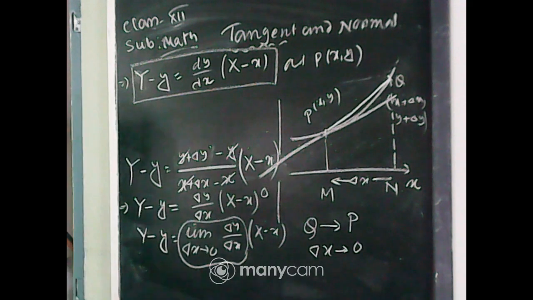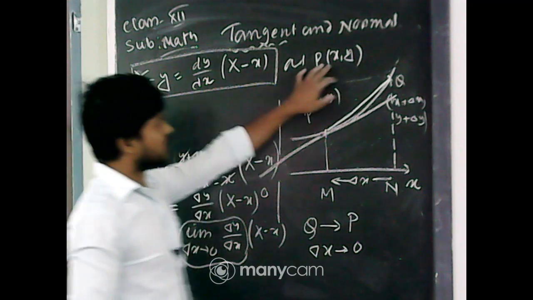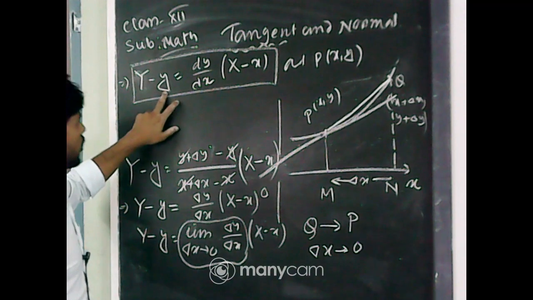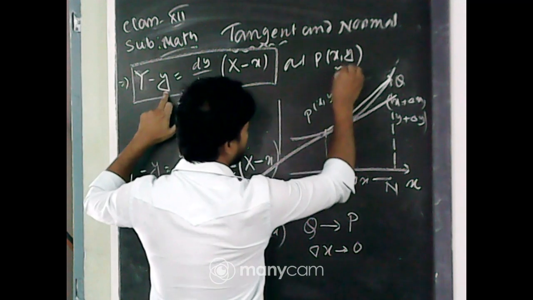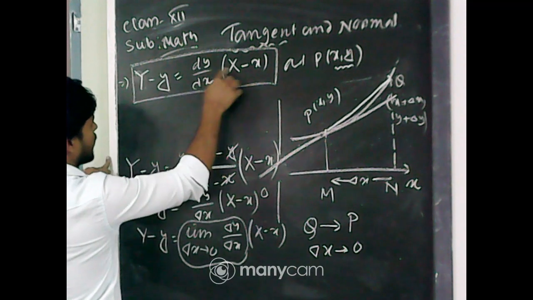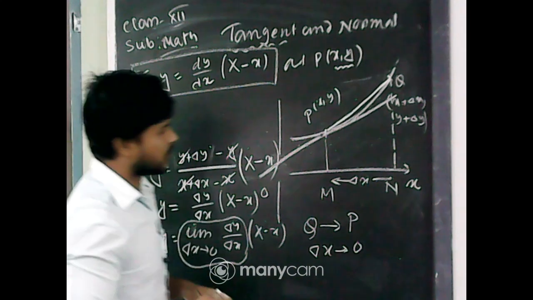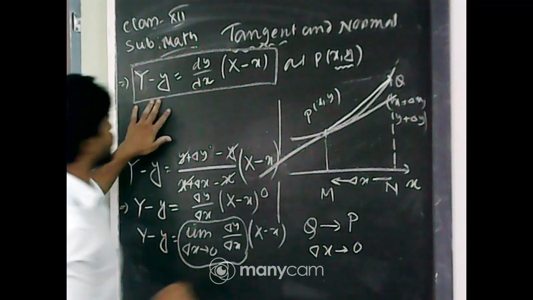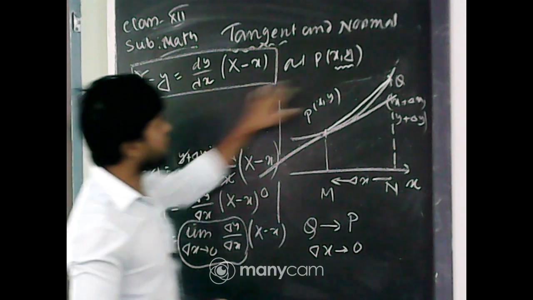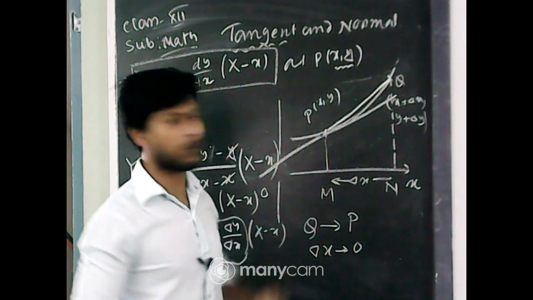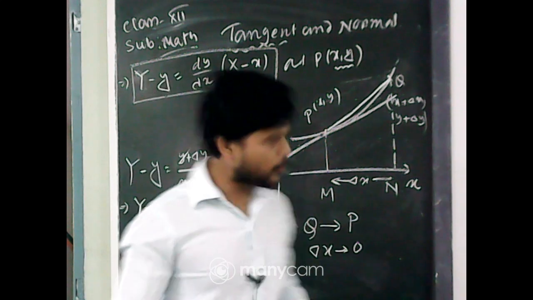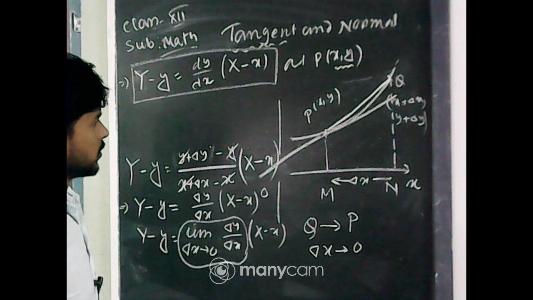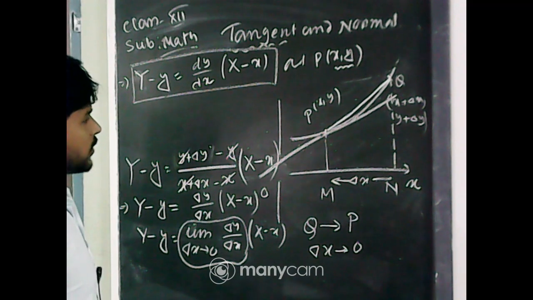So the equation of the tangent at the point x comma y is Y minus small y is equal to dy dx into X minus small x. Capital X and capital Y are the running coordinates, and small x and y are the fixed point. So this is the equation of the tangent at the point P whose coordinate is x comma y. Now tell me, have you understood the equation of tangent? After that we'll calculate the equation of normal.